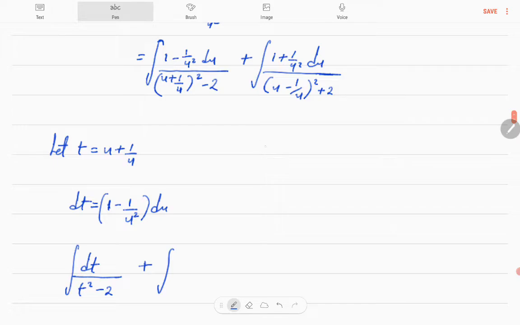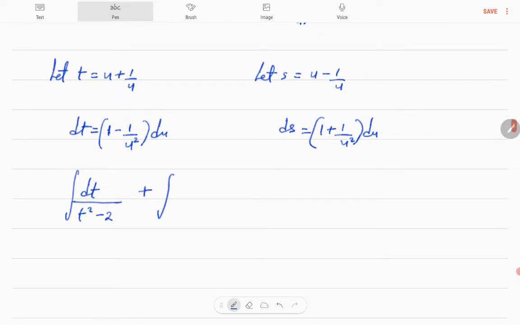Now for the second, we are going to make s equals to u minus 1 divided by u. Of course, taking the derivative of both sides, you have ds is equals to 1 plus 1 divided by u squared du, which is the numerator. So we are going to have plus ds divided by s squared plus 2.